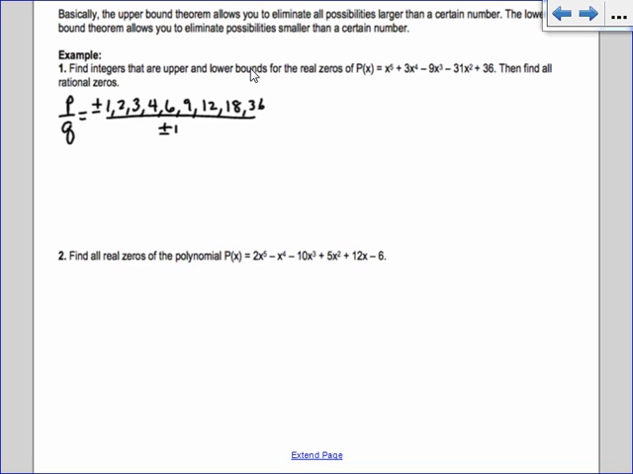So let's say we're trying to find the zeros of this polynomial, and we're like, oh man, this is rough. I don't have my calculator, I don't know what I'm doing. You probably don't want to pick 1 to begin with. You probably want to pick a number kind of in the middle, because if you get that it's an upper bound, you can eliminate other things. So let's say you try 6. You have 1, 3, -9, -31, 0, 36. And you do your synthetic division.